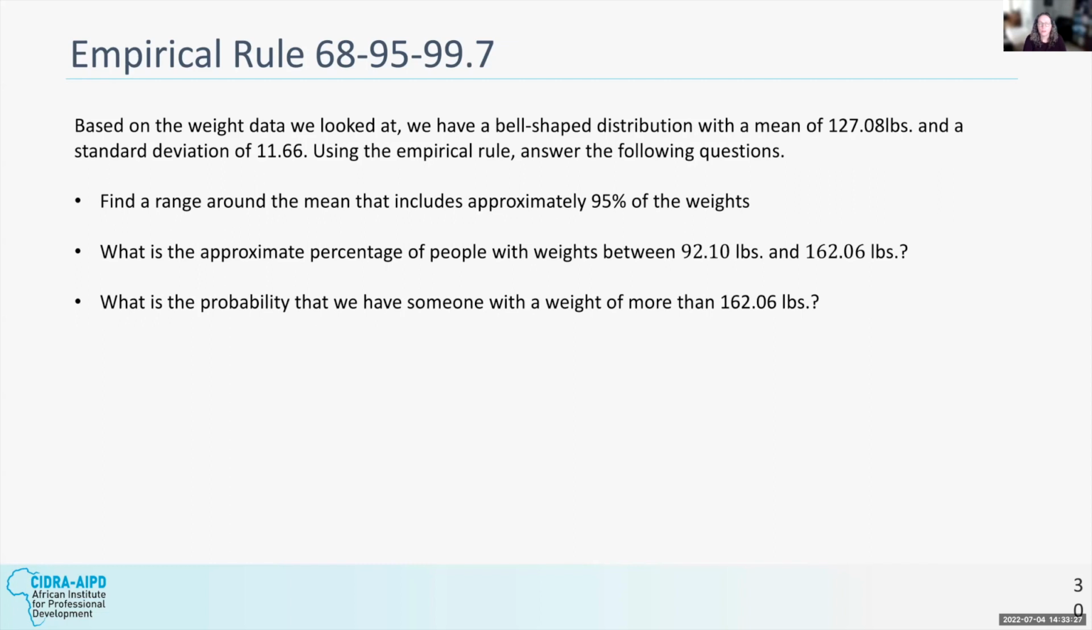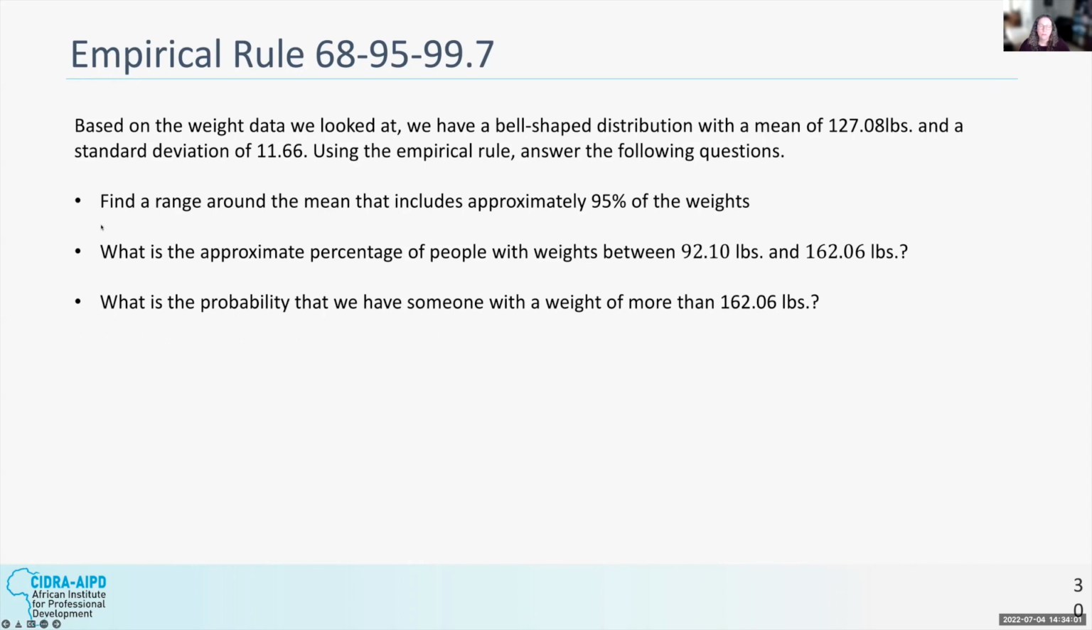In part 1 of this unit, we looked at a dataset in Excel, which we explored in detail. Now, based on the weight data rather than the height data, we found that we have a bell-shaped distribution with a mean of 127.08 pounds and a standard deviation of 11.66. Using the empirical rule, let's try and answer the following questions.